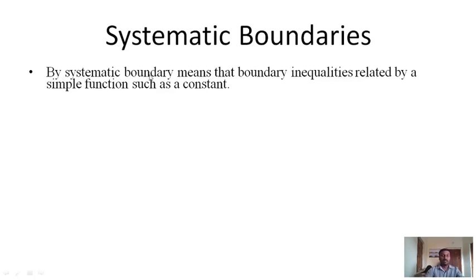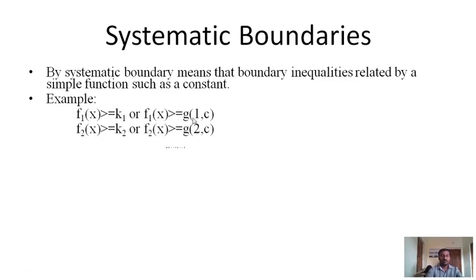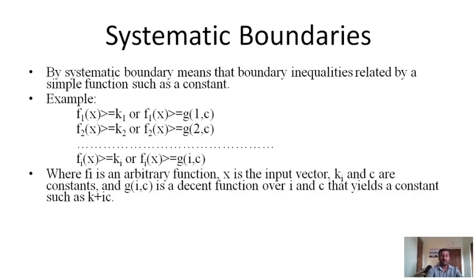Systematic boundaries means that the boundary inequality is related by a simple function, such as a constant. They are bounded in a systematic manner, for example f of x greater than or equal to k, or f1 of x greater than or equal to g of x. A good example is the spokes in a wheel. If you take a cycle wheel or a bike wheel, the spokes are arranged in a systematic manner. That is a good example for systematic boundaries.